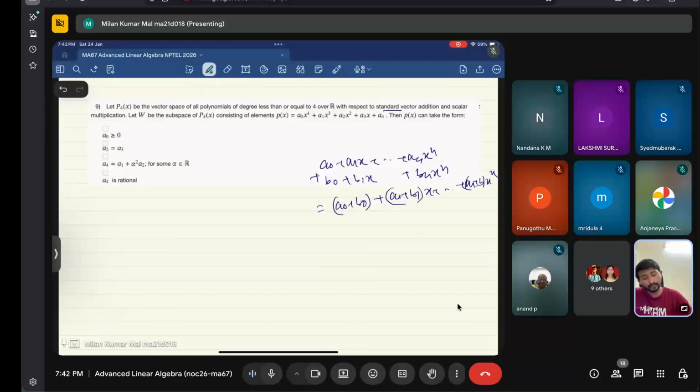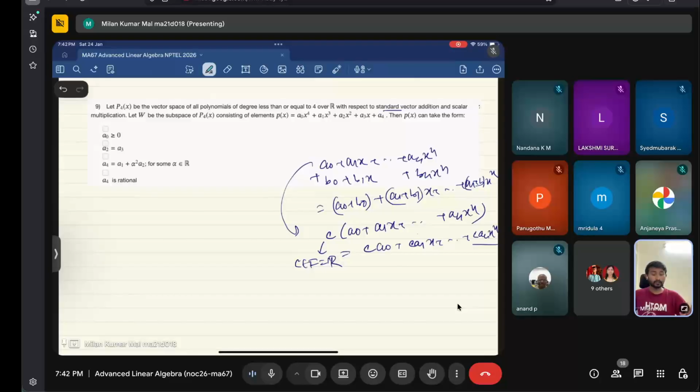And scalar multiplication means just multiplication with a scalar. Suppose c is coming from F, the field: c a0 plus c a1 x, all the way to c a4 x to the power 4. Here c is a real number, basically, since the field means real numbers. This is standard scalar multiplication. W is a subspace of P4 consisting of elements p(x), where p(x) can take the form.